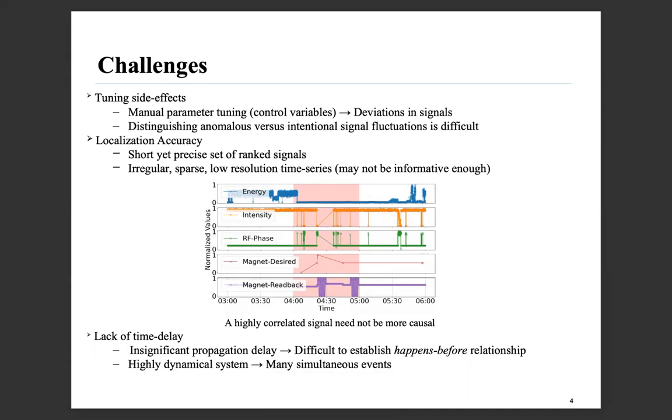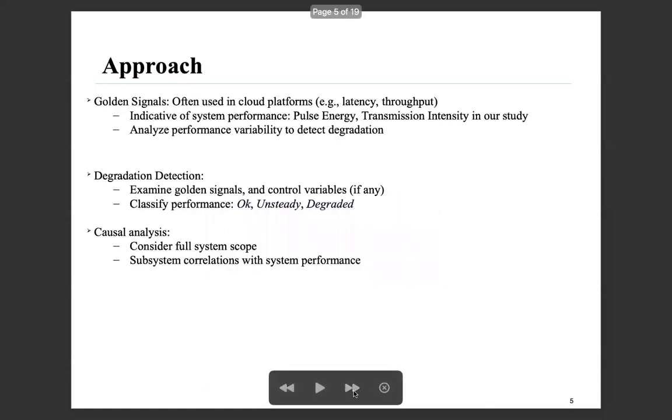Also, there are signals that cannot be harnessed with statistical analysis because they are not informative enough, either because they are sparse and irregular or they have low resolution. And finally, even though the machine spreads across multiple kilometers, it's hard to establish a happens-before relationship in the signals because there is insignificant propagation delay. So basically, it's a highly dynamical system with many simultaneous events happening concurrently, and we are trying to come up with a short, reduced search space with the anomaly indicative signals.